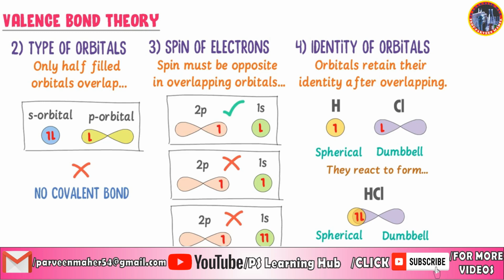But remember that the energy of atomic orbitals is high before overlapping. Once they overlap, then they have lower energy in a molecule. Thus, VBT teaches us orbitals retain their identity after overlapping.